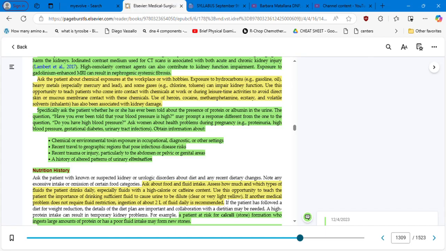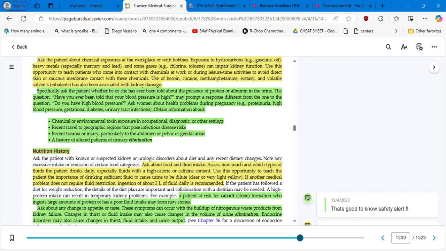Also ask the patient about chemical exposure at the workplace or with hobbies. Exposure to hydrocarbons, gasoline, oil, heavy metals, especially mercury and lead. Some gases, chlorine, or toluene can impair kidney function. Okay. So it's important to check if the patient has exposure to chemicals at work, right? Or to avoid direct skin contact with this type of chemicals. Use of heroin, cocaine, methamphetamine, ecstasy, and volatile solvents has also been associated with kidney damage.